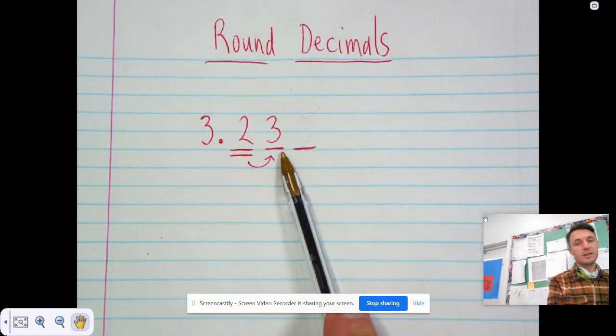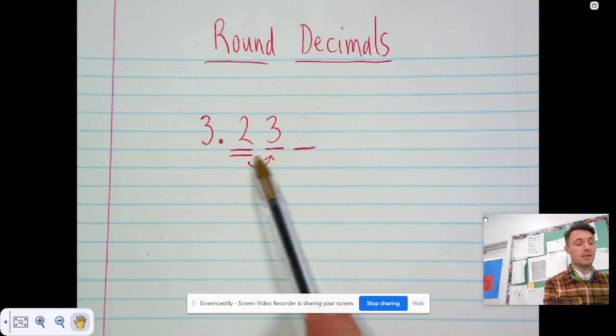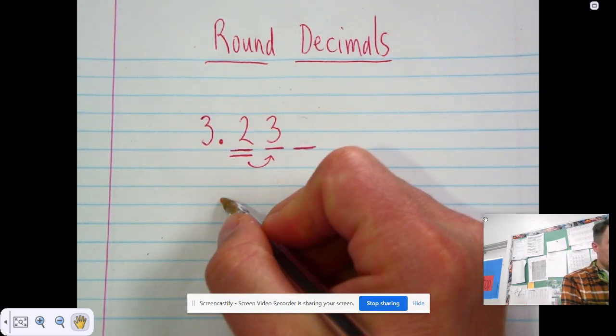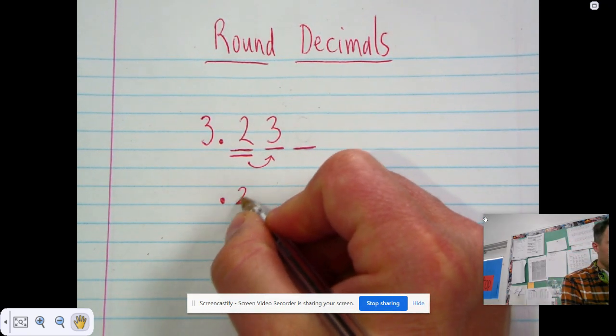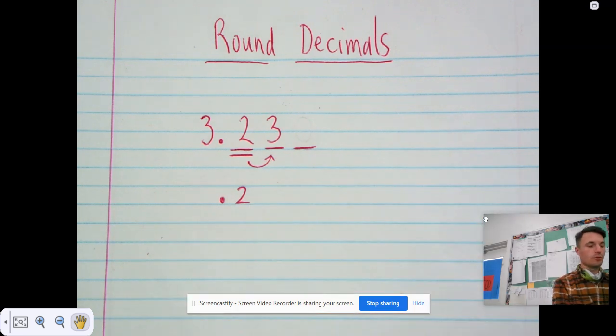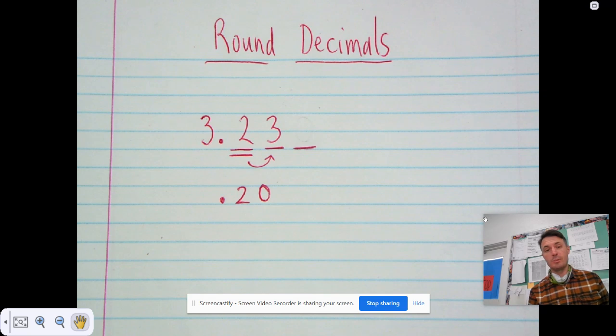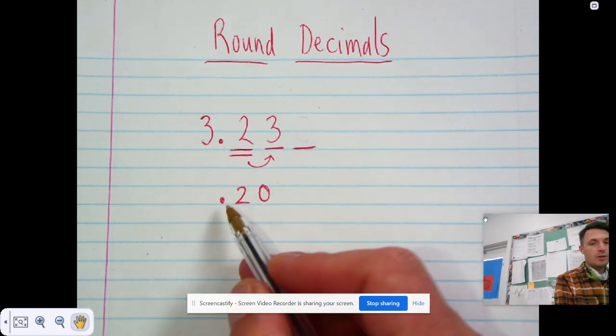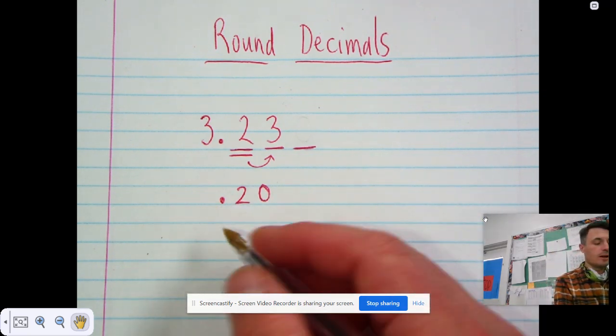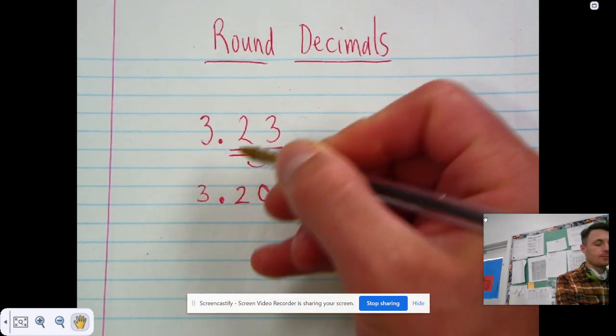So this 2 asks the 3 for a raise. And what does the 3 say? Sorry, not high enough of management, can't give raises, so he says no. That means the 2 stays the same, and the number to the right then becomes a 0. Whether they say yes or no, they become a 0. And then everything to the left of the number we rounded to stays the same.